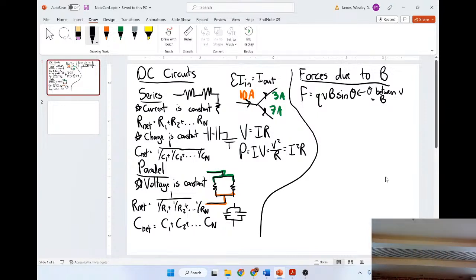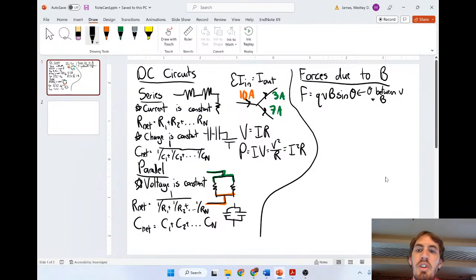So, this just gives you the force. It tells you nothing about the direction. Just like every vector problem we've ever done, the equation does not tell you the direction. But it does tell you that if the angle between them is 0 or 180, if they are parallel or anti-parallel, no force. It does tell you that.